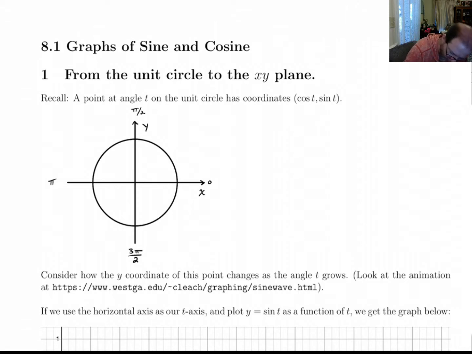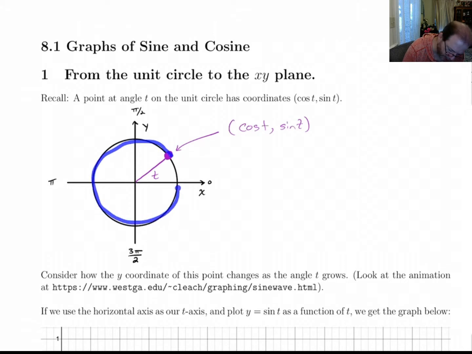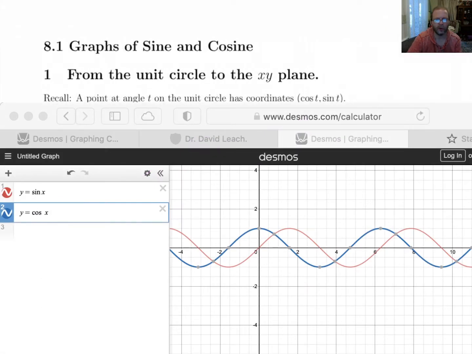Let's look at a point here. Recall that if you've got a point on the unit circle, if you call the angle t, then the x and y coordinates of this are going to be cosine t and sine t. So what I want to do is think about what happens when this moves around the circle. Now, you might be familiar with this already, or at least somewhat. Maybe you've seen before what sine and cosine waves look like. So I want to show you where that comes from.